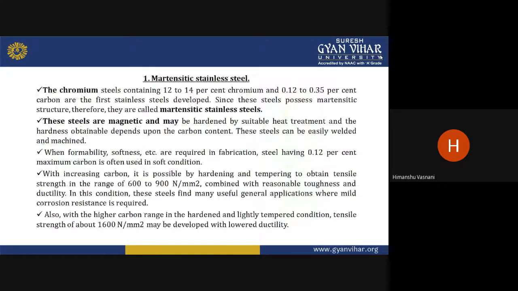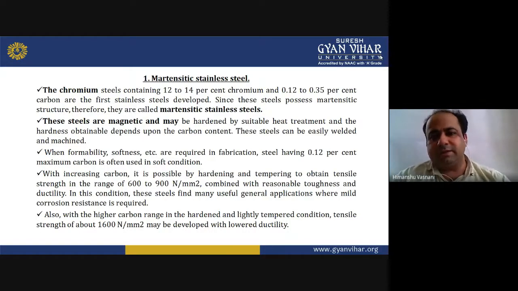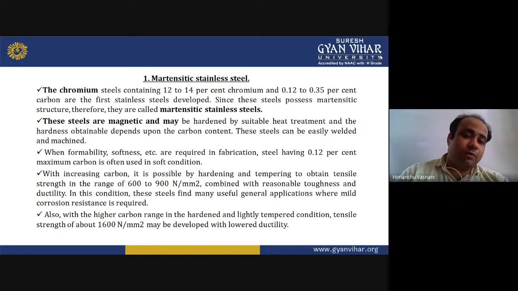Now the different types of stainless steel are discussed. The first one is martensitic stainless steel. It has some percentage of chromium and carbon in it. These are chromium steels containing 12 to 14% chromium and 0.12 to 0.35% of carbon, and are the first stainless steels developed. Since these steels possess a martensitic structure, they are called martensitic stainless steels.